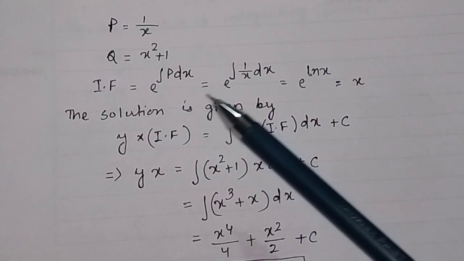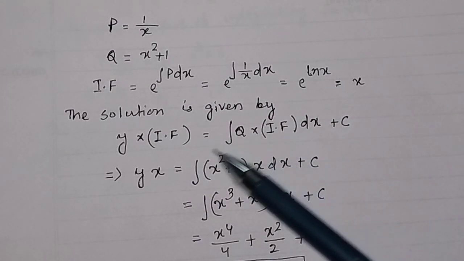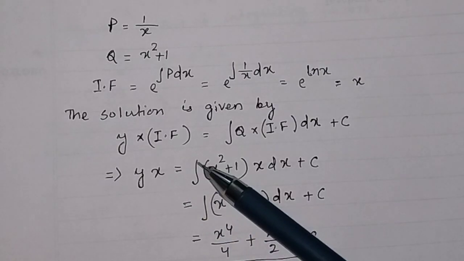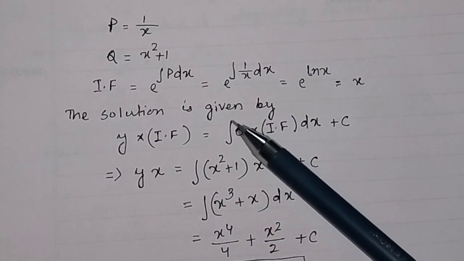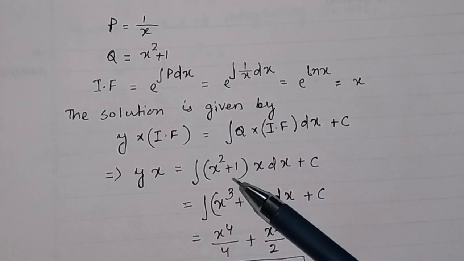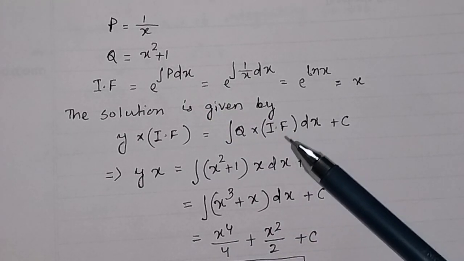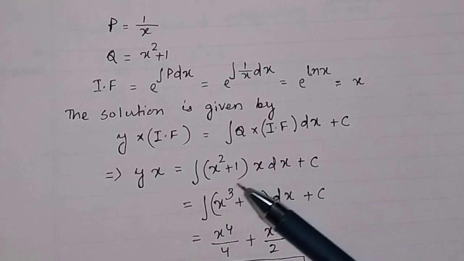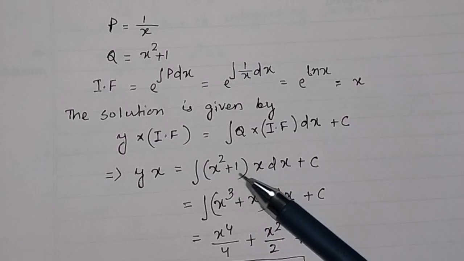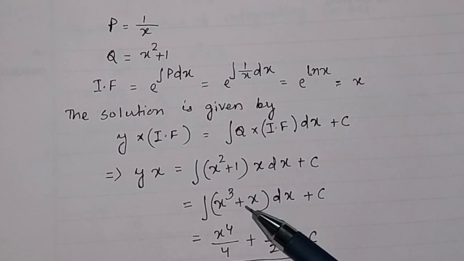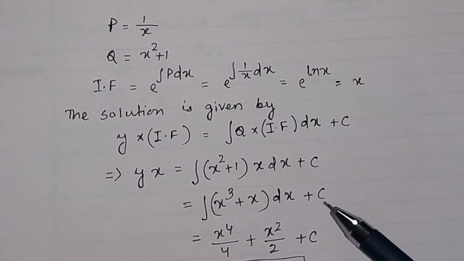So here integrating factor is equal to x, so y into x, because integrating factor is equal to x, that is equal to integration of q, which we have found here as x square plus 1, so x square plus 1, integrating factor is x, into dx plus c. So you multiply x square plus 1 with x, this will be equal to integration of x cube plus x into dx plus c.